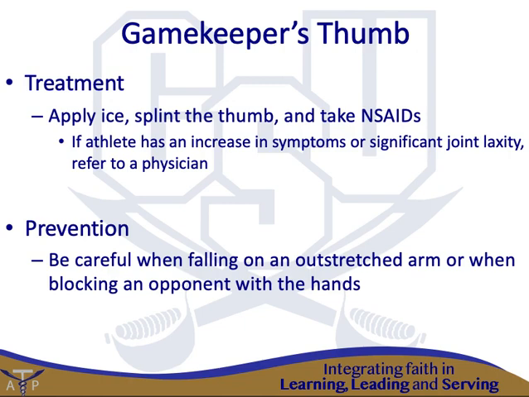For prevention, we need to be careful when falling on an outstretched arm and when blocking an opponent with the hands. Just think about football linemen when they go up to block. Their fingers are outstretched, almost in that L position anyways, and then they're having another individual push on them, which could cause that overuse, ulnar collateral ligament laxity, or injury in that area.